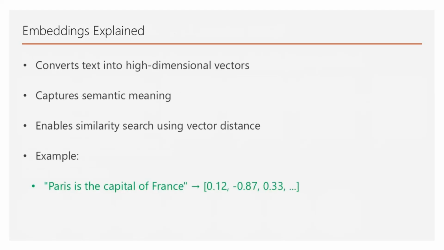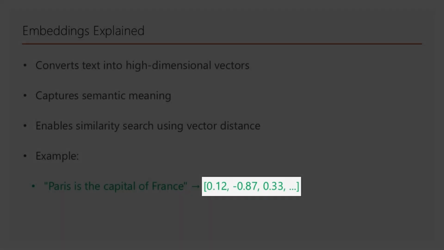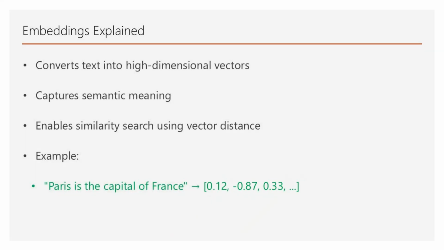When we say embeddings turn text into vectors, we mean this literally. For example, the sentence "Paris is the capital of France" might be transformed by an embedding model into something like this. This is a high-dimensional vector. Note that different embedding models support different numbers of dimensions. What's important is not the individual numbers, but their position in the overall semantic space.